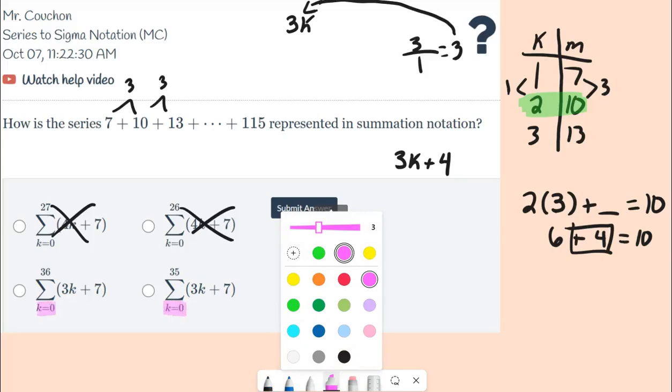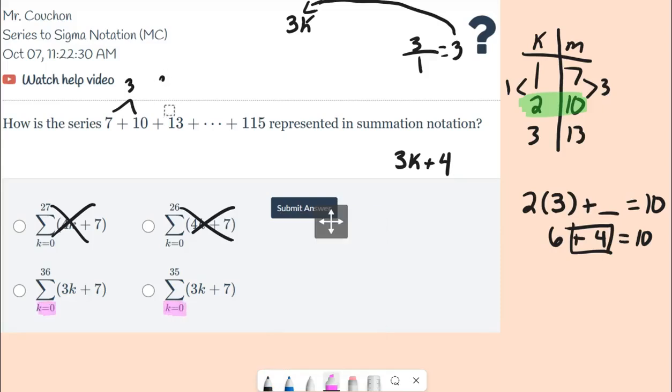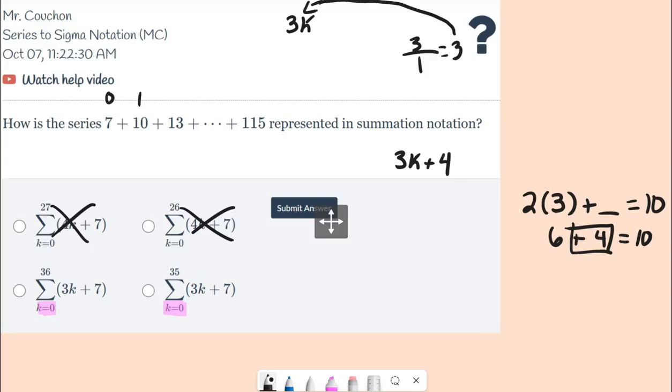They're saying that they're starting with the 0 term. So what they're saying is 7 is actually 0, and 10 is actually 1. That changes the game quite a bit, because now we've got to go back and look. We've got 0, 7. When the input's 1, the output's 10. When the input's 2, the output's 13.